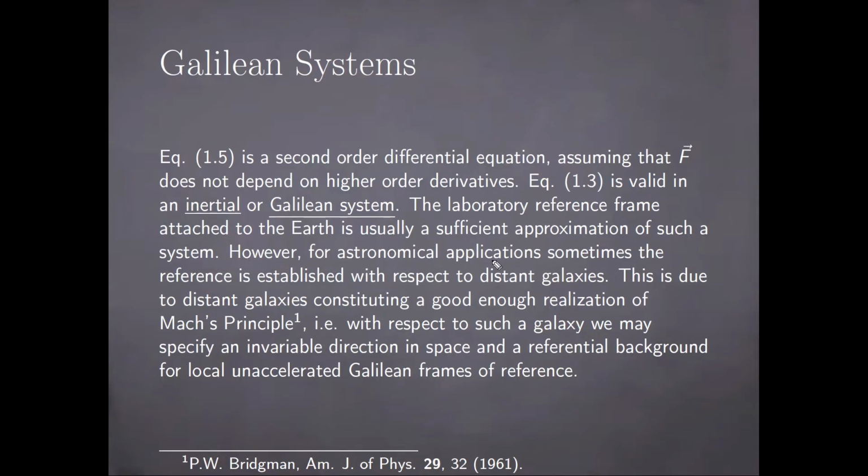However, for astronomical applications, sometimes the reference is established with respect to distant galaxies. This is due to distant galaxies constituting a good enough realization of Mach's principle. That is, with respect to such a galaxy, we may specify an invariable direction in space, and the referential background for local unaccelerated Galilean frames of reference. For more insight on this discussion, you can read a very interesting article in the American Journal of Physics written by Percy Bridgman in 1961.